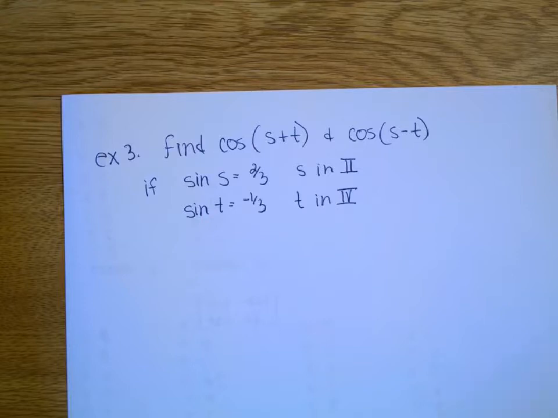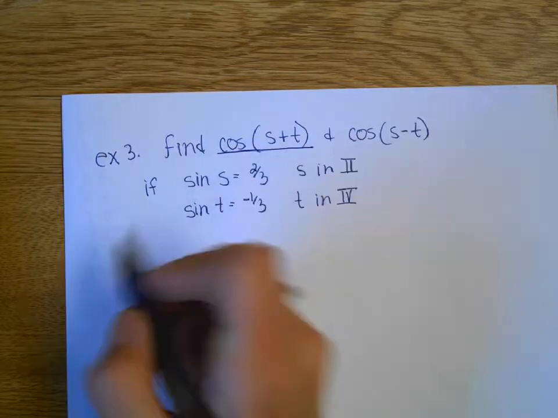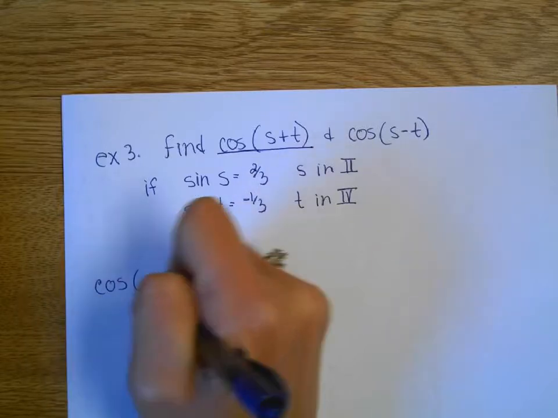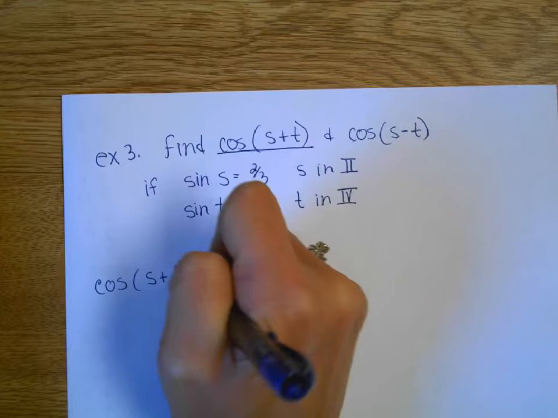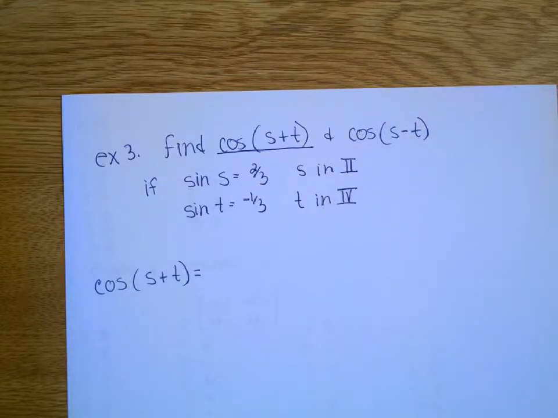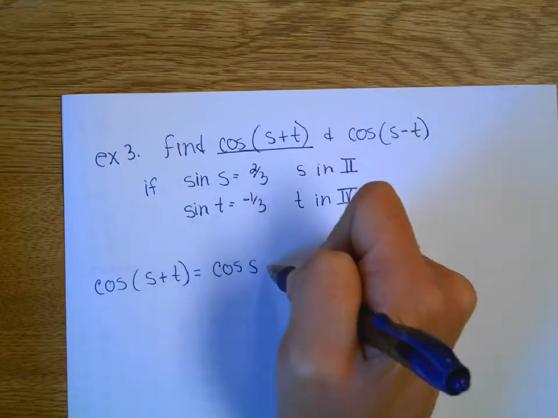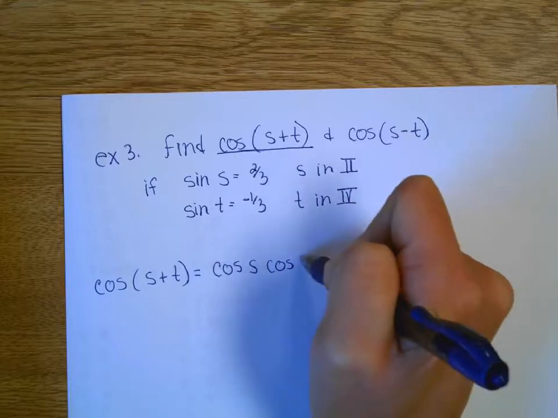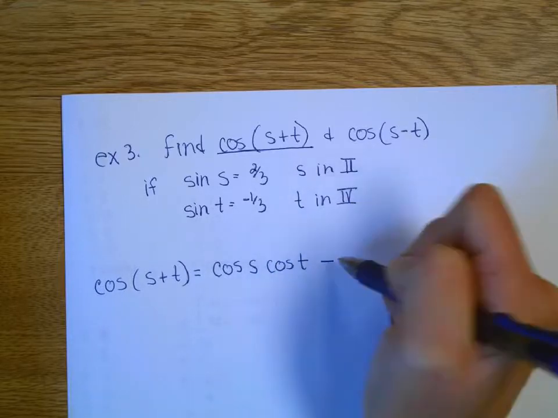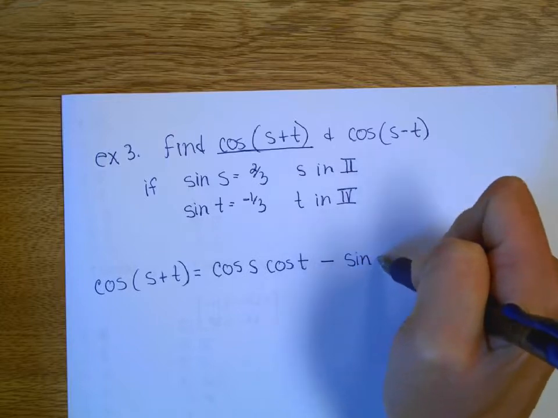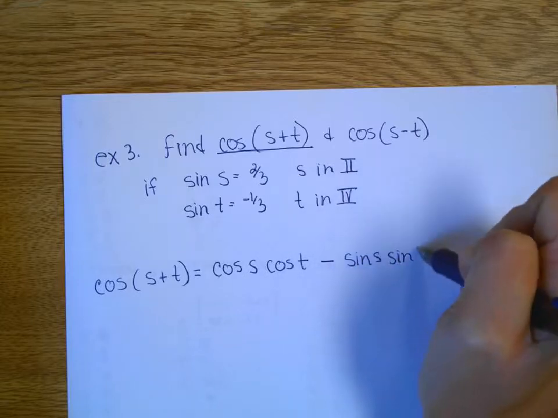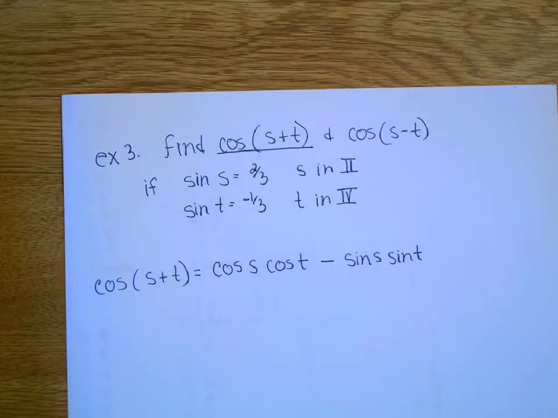Okay, are you ready? First thing I want to find is the cosine of s plus t. Well, according to my identity, I need to know 4 ratios to get this. What are my 4 ratios? I need the cosine of s and the cosine of t. Then I'll subtract the sine of s times the sine of t. Okay. Do I know all 4 of those values? Yeah.